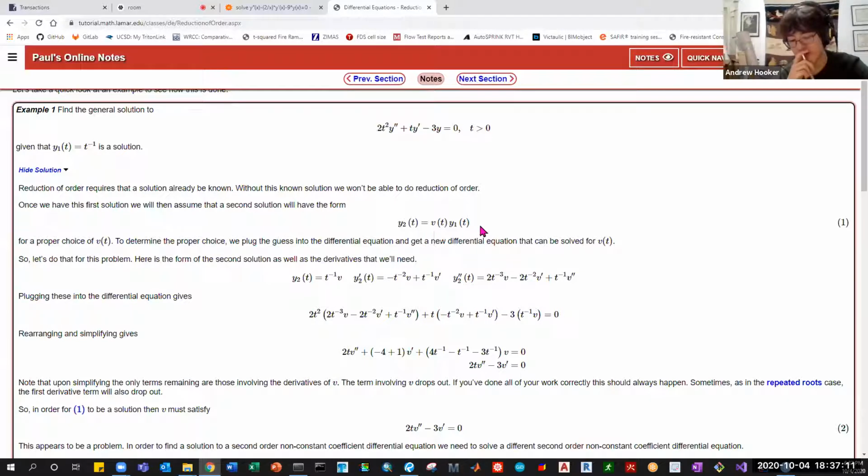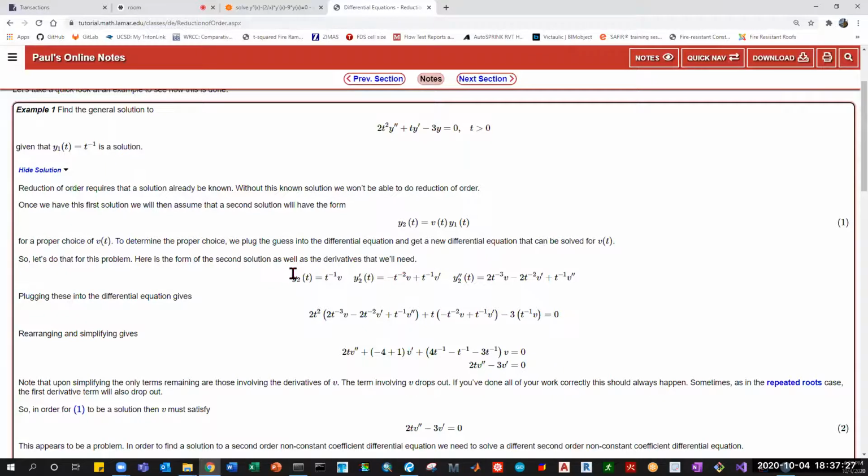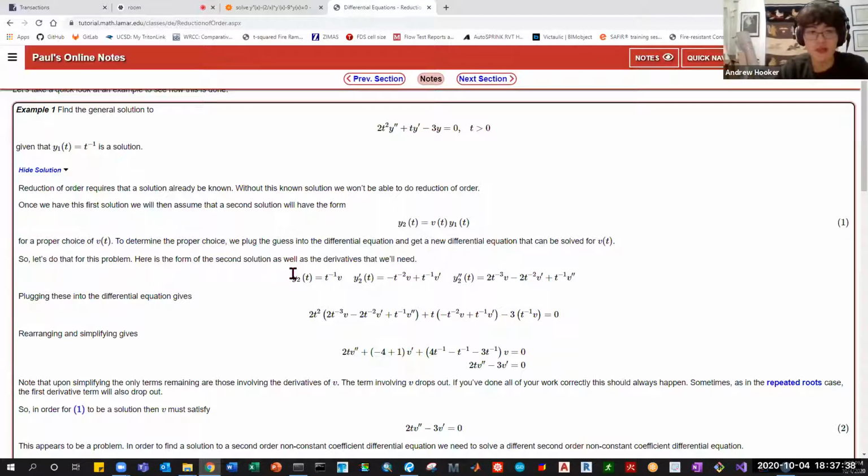Does it have to be t, or can it be something else? On number 2, it's 2 over t. Could you say 2 over t is a solution, or do you have to say 1 over t? You could, 2 over t is valid. It's pretty much a linear scaling of 1 over t. In this case, since it's y double prime minus 2 over t y prime minus 9y equals 0, you could assume that y1 of t is equal to negative 2 over t.